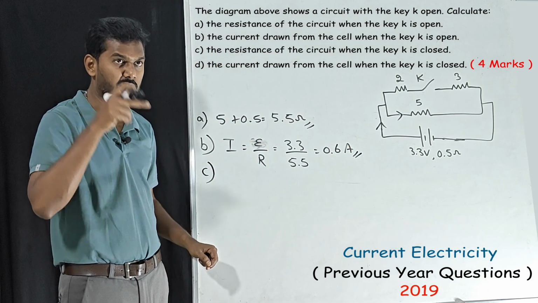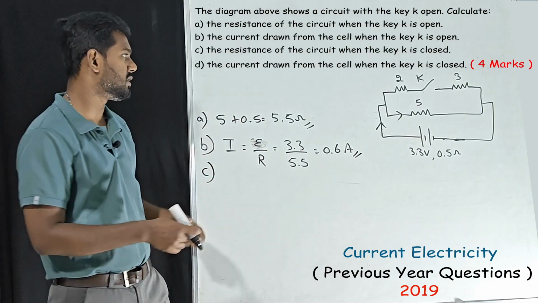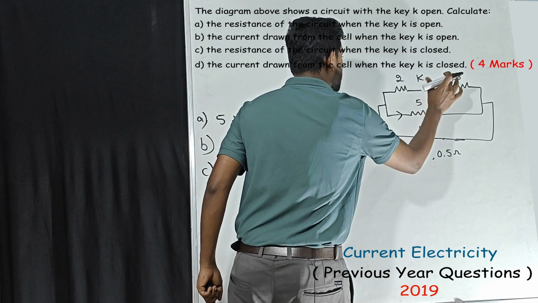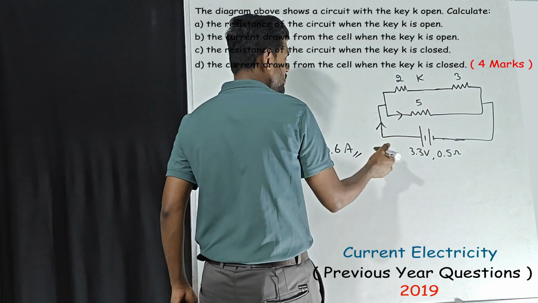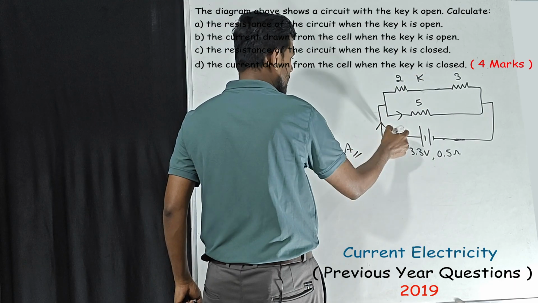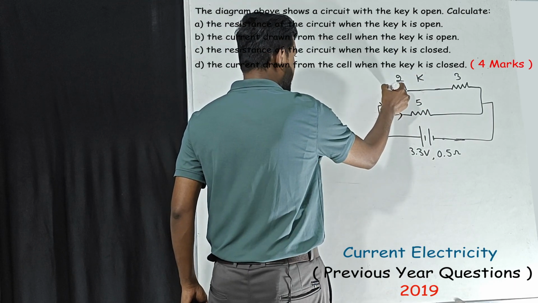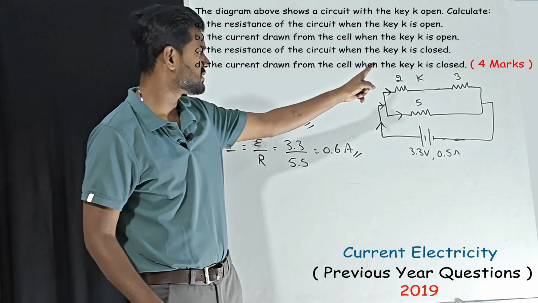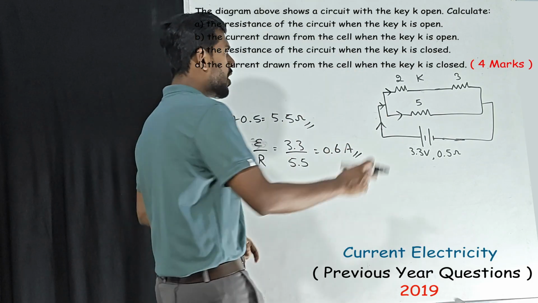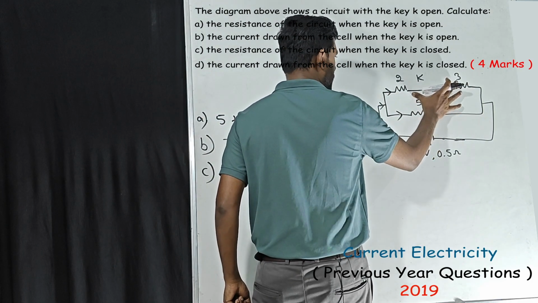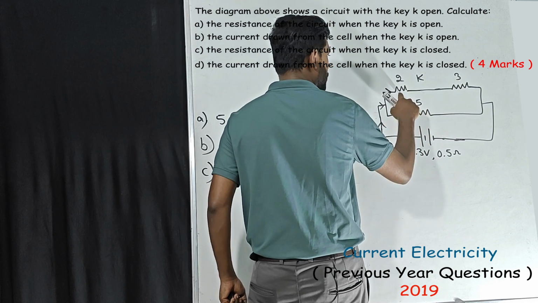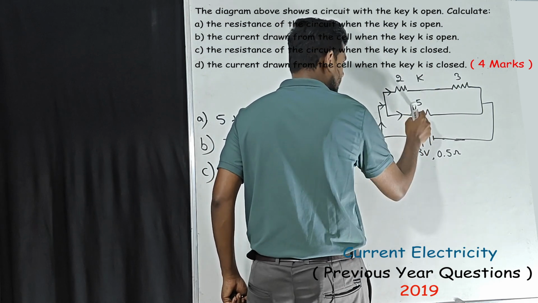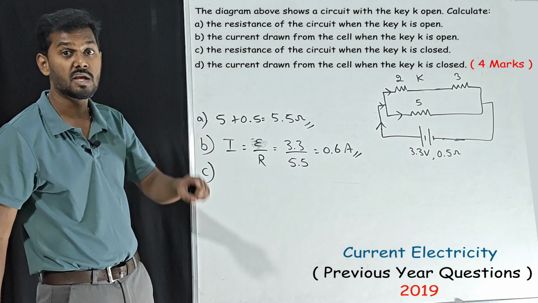The resistance of the circuit when the key is closed. Now the key is closed. When the key is closed, the current enters here and divides. Correct. Now it goes in both the circuits. Now find the resistance. 2 plus 3, 5. These two are in series. First we have to solve these two. 2 plus 3, 5, and again it is in parallel with 5 ohm resistors.